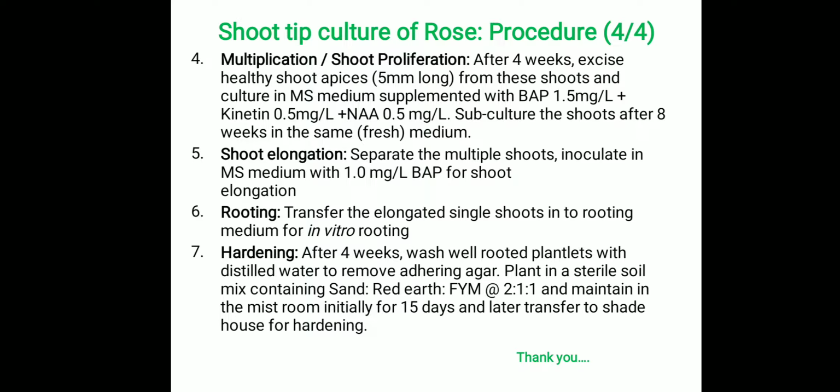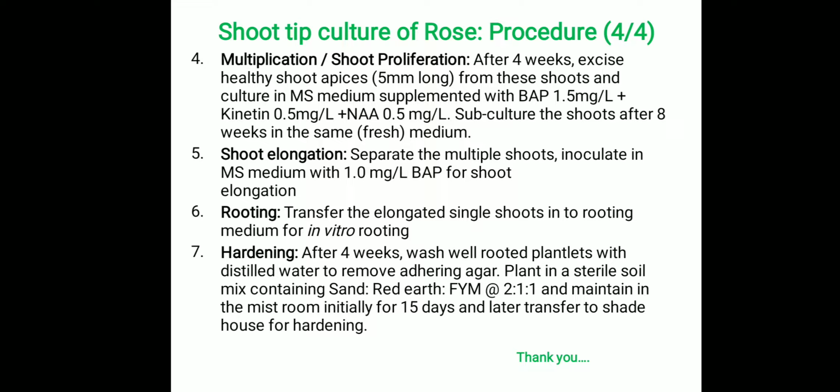Next, shoot elongation. The mass multiplied shoots are inoculated in the MS medium with 1 mg per liter BAP for shoot elongation. We can keep them up to 21 days. After that, rooting. For rooting, we transfer the elongated single shoots into rooting medium for in vitro rooting. So once 3 to 4 healthy roots are formed, the next step, hardening, is performed.